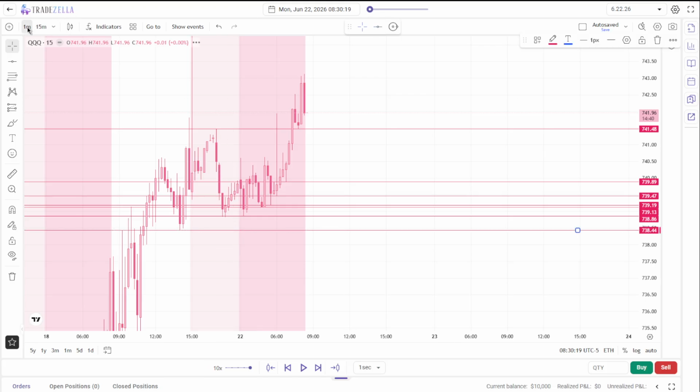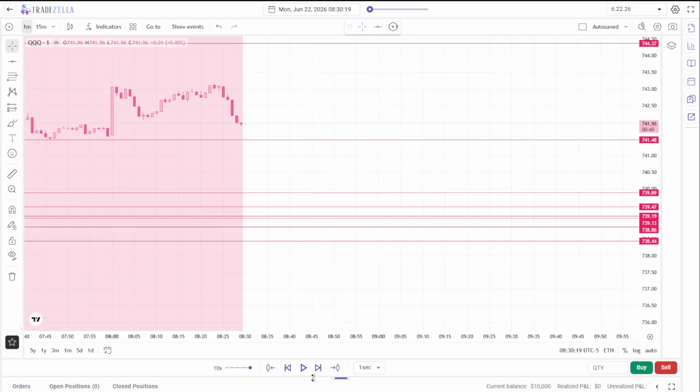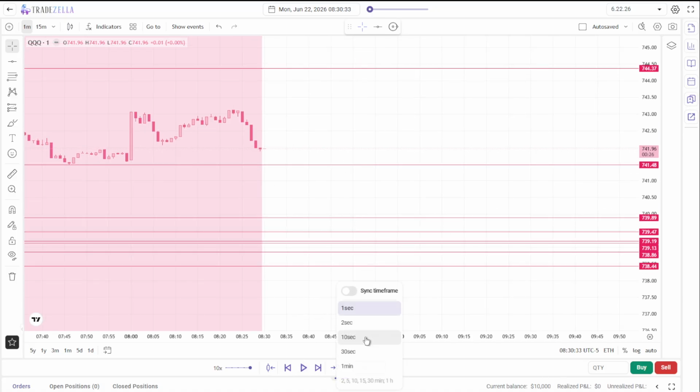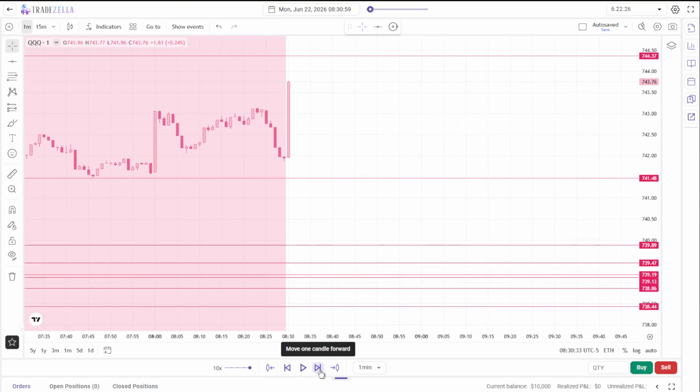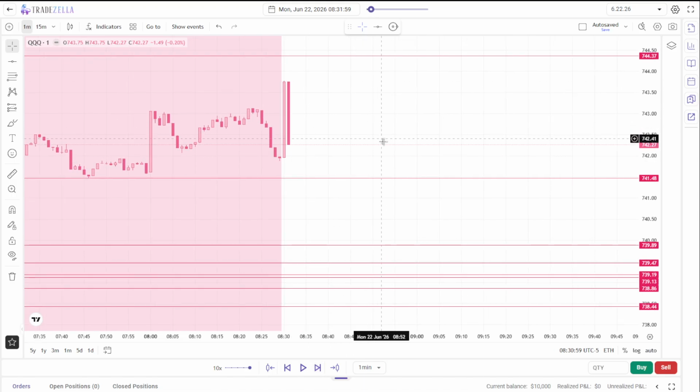Okay, so now I go on the 1 minute. Let's see if it's gonna work with us today. No, it's not, so I'm gonna have to do it tick by tick, unfortunately. Candlestick by candlestick. So let's just see what the market did.